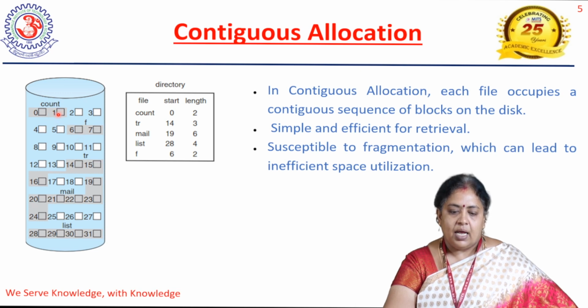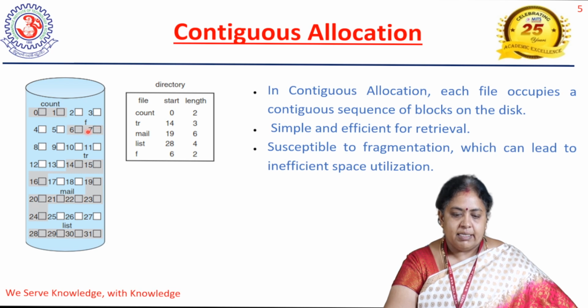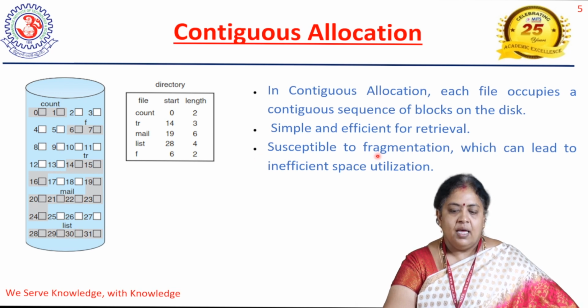Okay, so we are allocating and deallocating. We are storing and we are deleting. What happens? The disk space is divided into small chunks. That we call fragmentation.